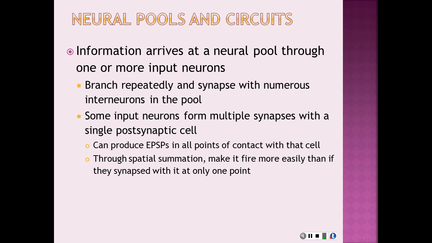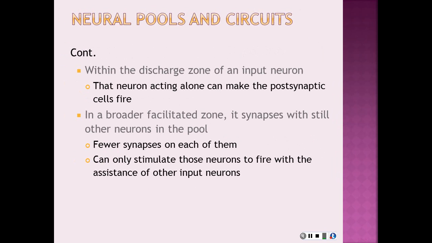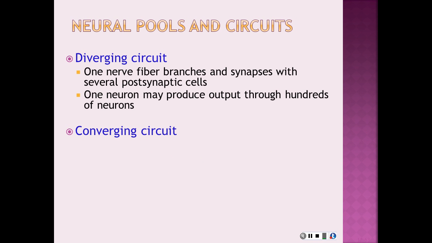A neural pool's neural circuit consists of the pathways among its neurons. A wide variety of neural functions result from the operation of four principal kinds of neural circuits. So we have diverging circuits, converging circuits, reverberating circuits, and parallel after-discharge circuits. So let's look at diverging circuits.